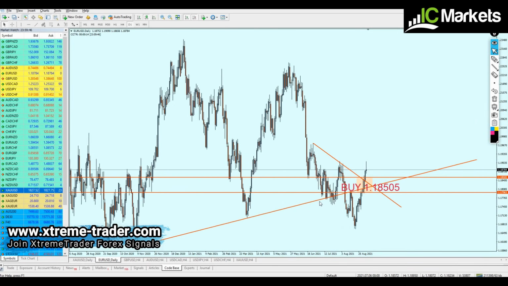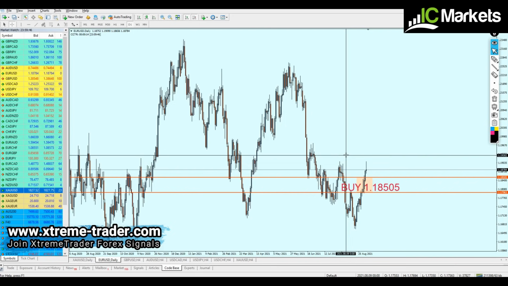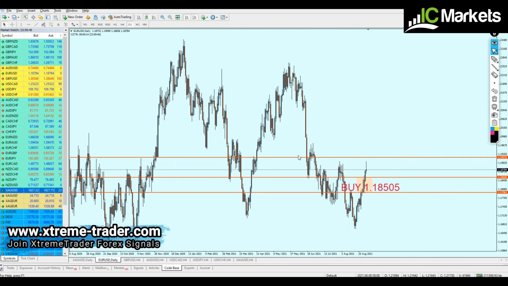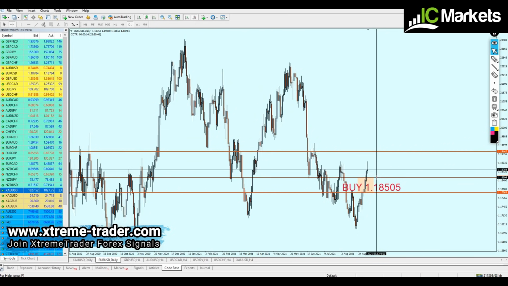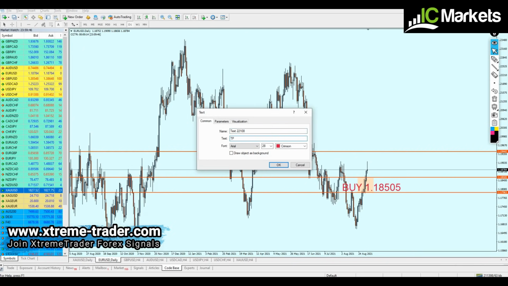Now for the target, of course, I need to get rid of these lines so they won't confuse us. Now for the target, of course, my friends, as I said before yesterday in the live trading video, we can expect from the Euro USD to continue the rise at least to reach the resistance at 1.19442, which means also we are expecting a target of 95 pips. Therefore, the take profit level is going to be 1.19442.